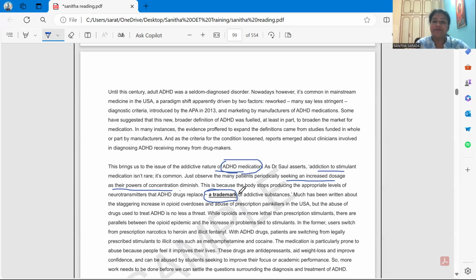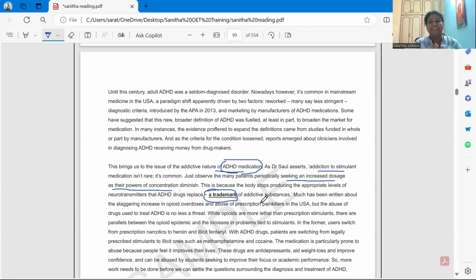Okay, that is the trademark. Trademark means that is the character, the character of an addictive substance. For example, some products have trademarks, a particular character. This is special. Here also, if the patient is taking ADHD medication, they get addicted, and sometimes they lose the power of concentration. That time they take more dosage. The body stops producing the appropriate levels of neurotransmitters that ADHD drugs replace. That is the trademark of an addictive substance.